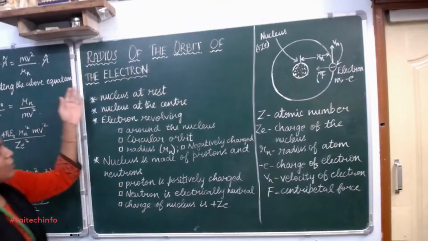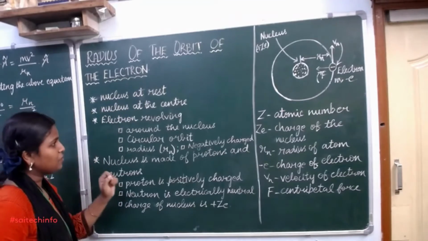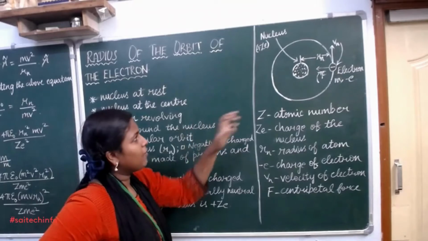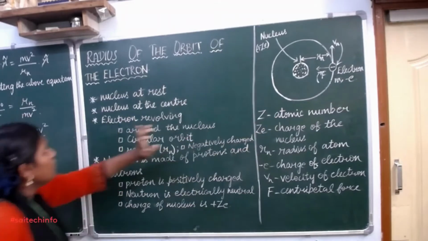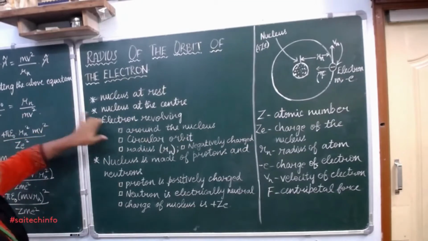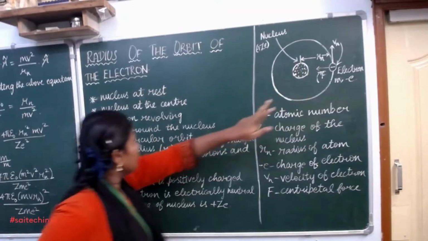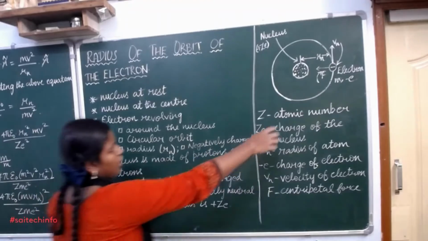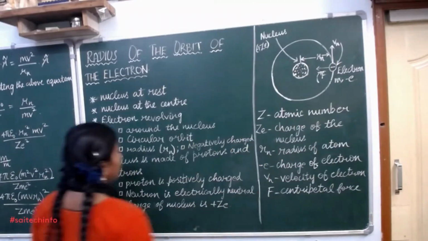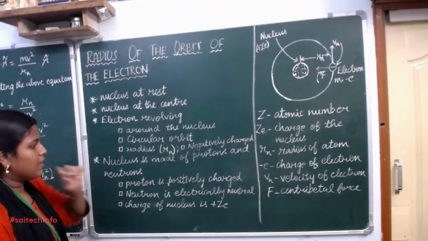The topic is the radius of the orbit of the electron. Here, for example, we have taken the hydrogen atom. The nucleus is at rest at the center, and the electron is revolving around the nucleus in a circular orbit. We know the electron is negatively charged.